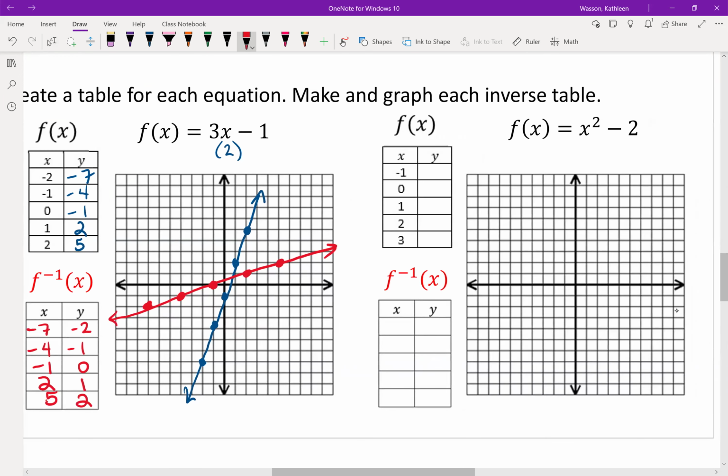Please use this equation, substitute for x using these values, and complete the table. Then you can graph your points and find the inverse table, and please also graph the inverse. Pause the video and complete this graph.